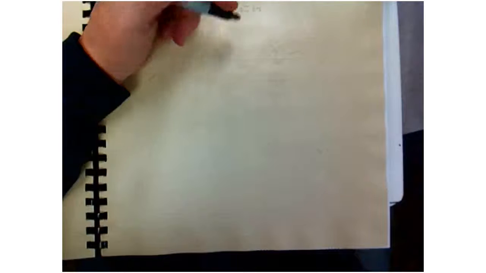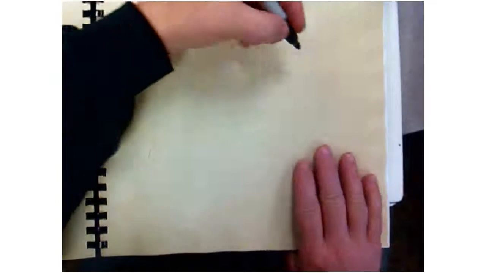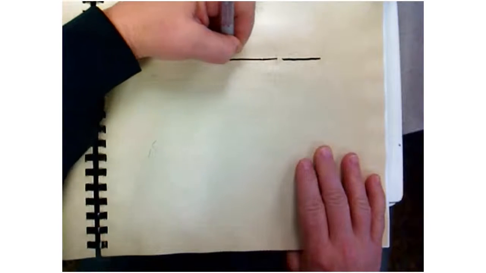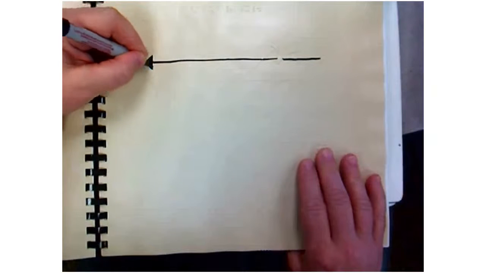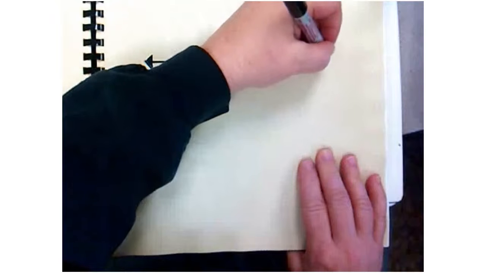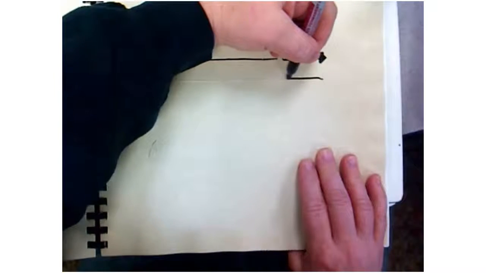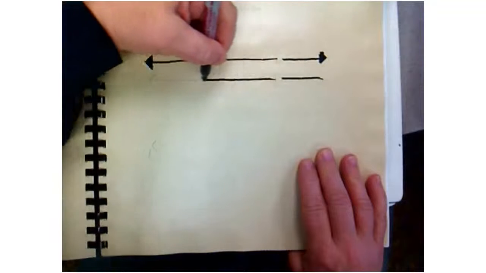All right. Number 6 wants us to find the value of x. So you have 3 parallel lines. 2 of the parallel lines are very close to each other up at the top.